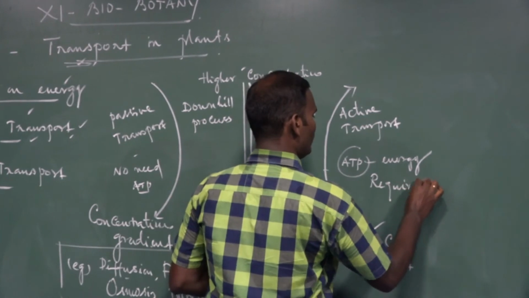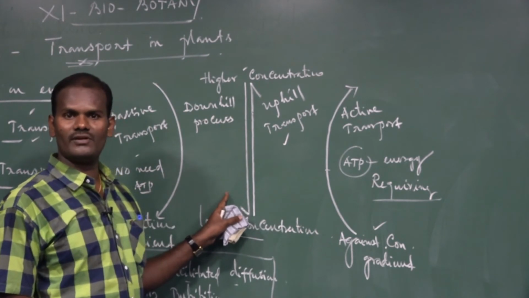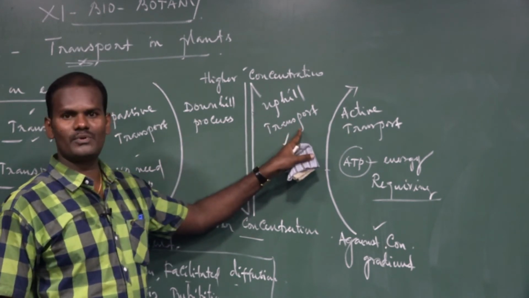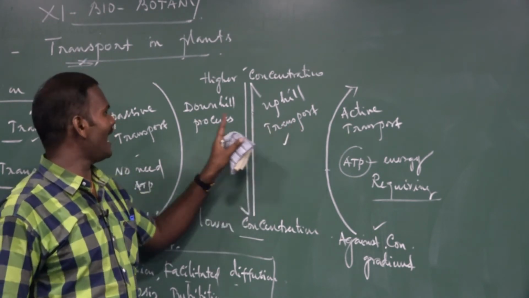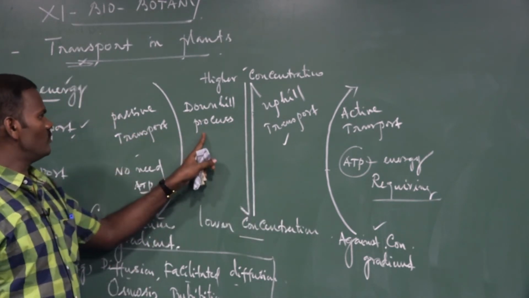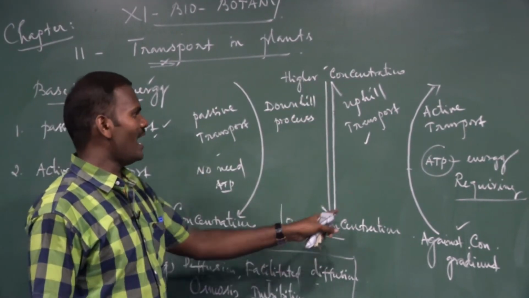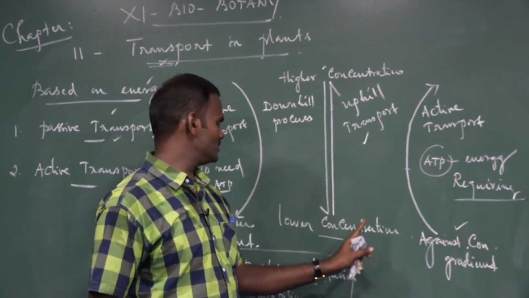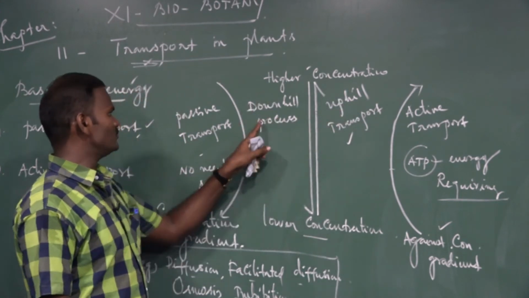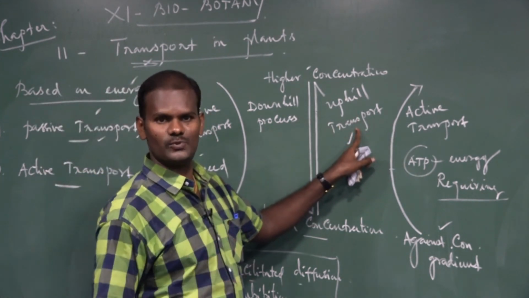It is an energy requiring process, whereas in passive transport there is no requirement of any energy. So passive is a downhill process and active is an uphill process. What are the differences between active transport and passive transport? It's an important question. Passive transport is the movement of molecules from a region of higher concentration to lower concentration. Active transport is movement of molecules from a region of low concentration to higher concentration, first point. Second, passive transport is a downhill process, whereas active transport is an uphill transport.